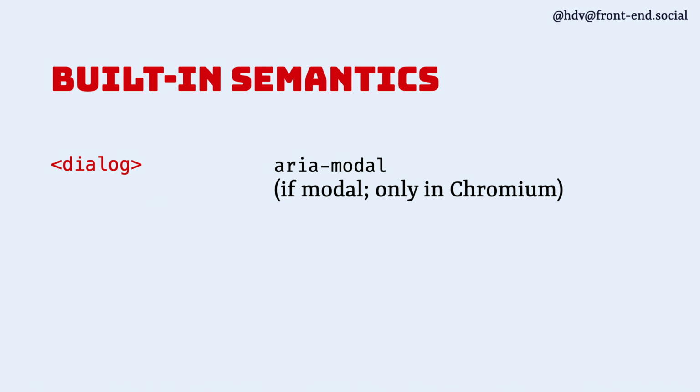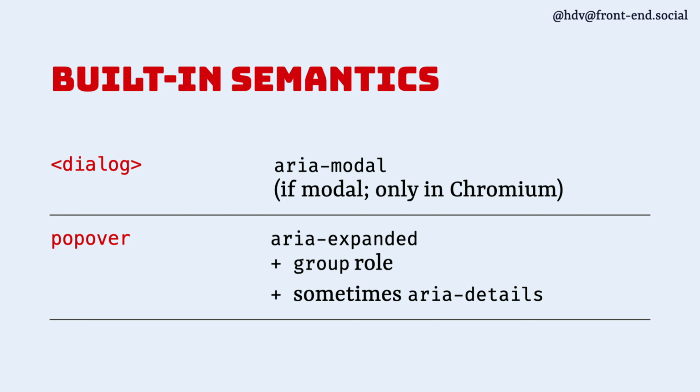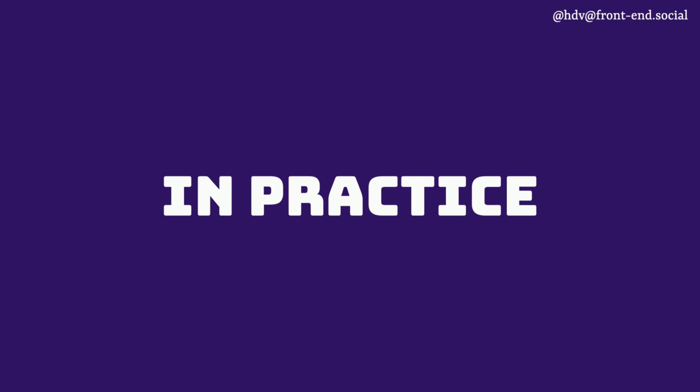So Dialog, you'll get aria-modal, but only in one of the browsers. Probably fine. For popover, you get aria-expanded. That's very helpful because it tells people about whether the thing is expanded or not if they can't see it. The root role as a fallback, and then sometimes aria-details depending on how it's built and depending on whether you use Safari or not. Okay, so those are some of the accessibility things that come into play when you're using popover and Dialog.